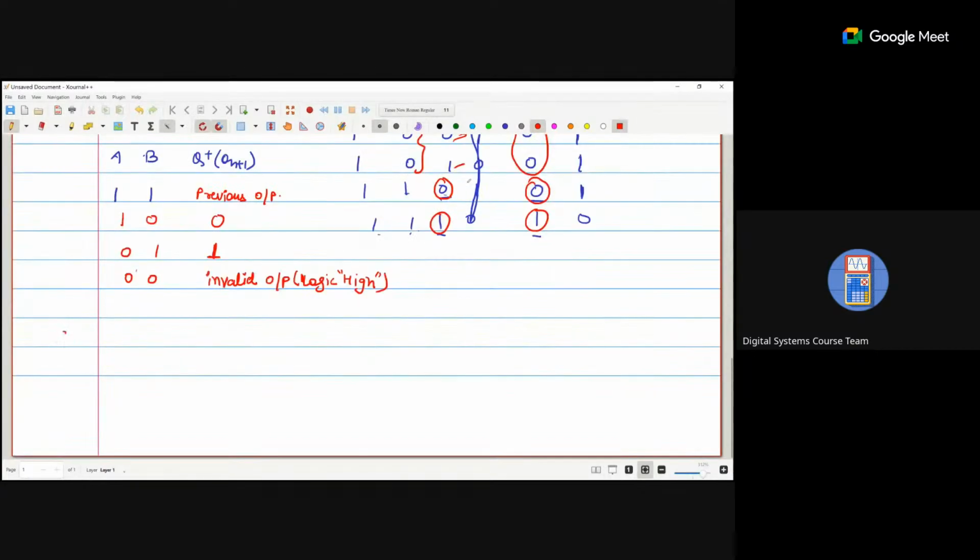Now we go with the SR latch. So basically S is for the set and R is for reset.